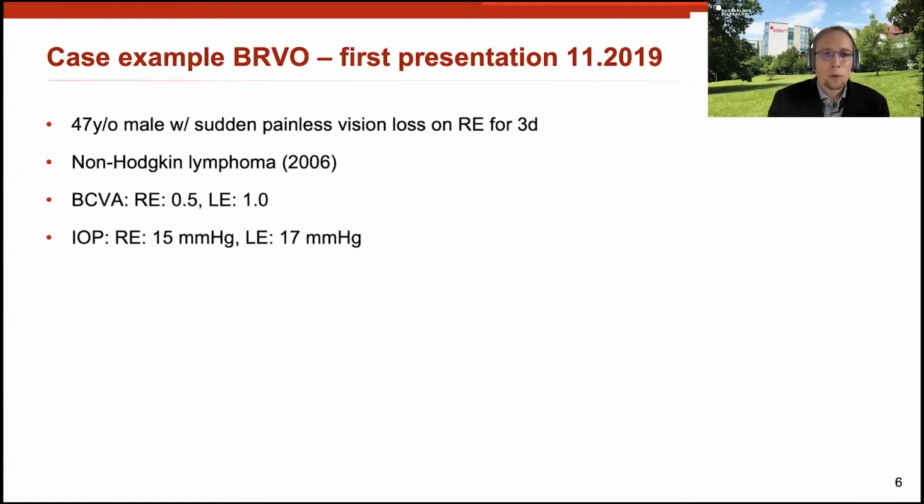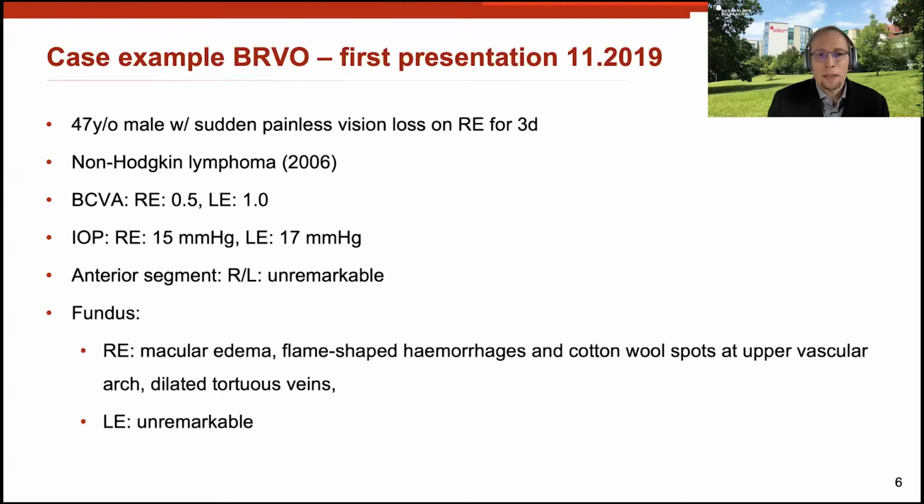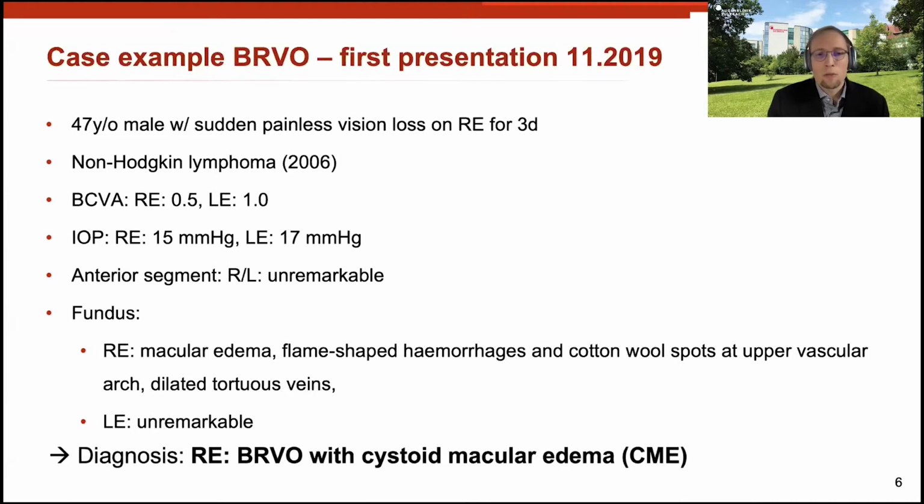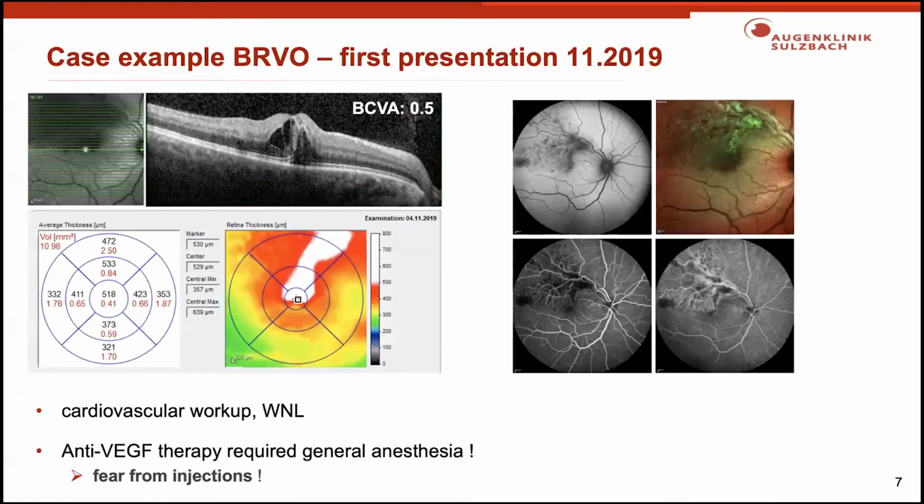His vision had dropped to 0.5 on the Snellen chart, and he had macular edema, flame-shaped hemorrhages, and cotton wool spots, and we ended up diagnosing a branch retinal vein occlusion, which also had a secondary cystoid macular edema. These are his multimodal imaging. You can clearly see that he had a center-involving macular edema, and not very high, but still.